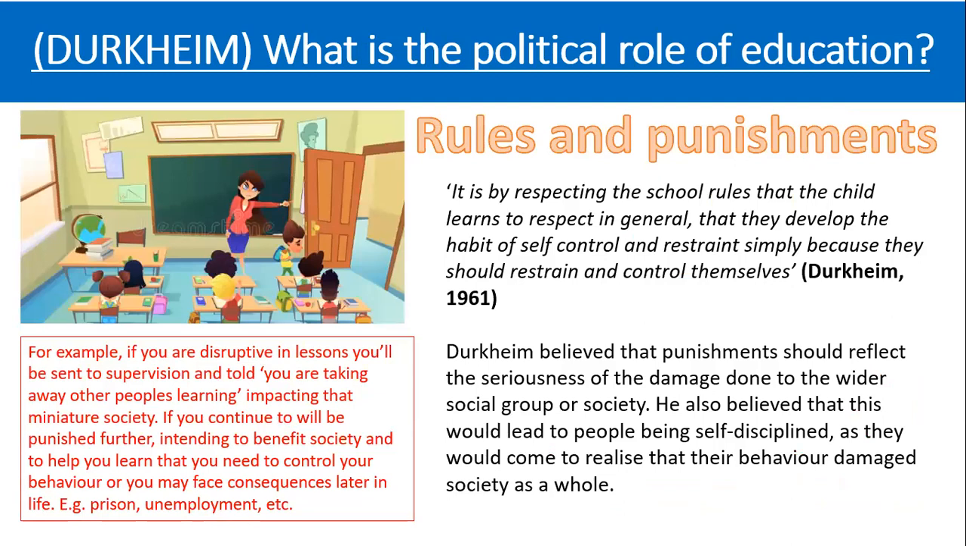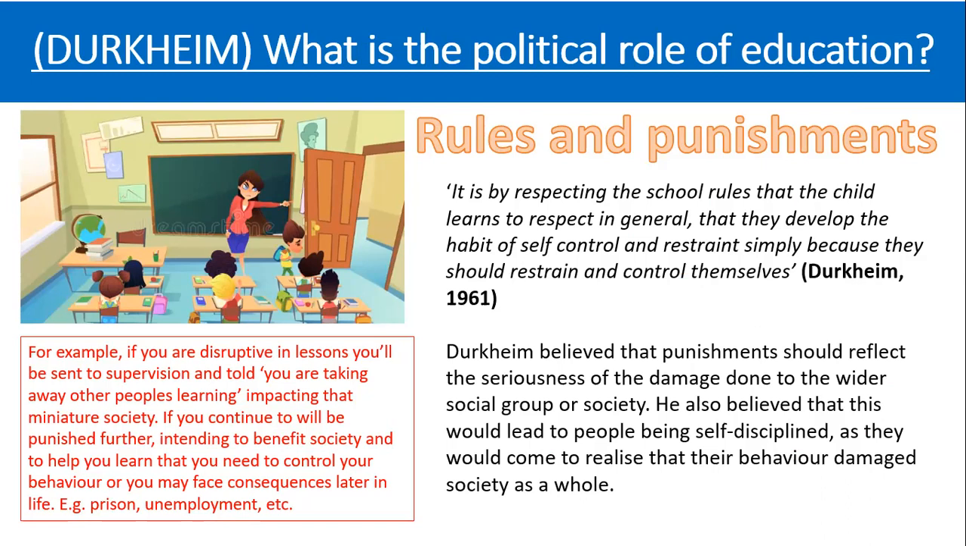So the next one, rules and punishment. So again, another political function. So rules and punishment. It is by respecting the school rules that the child learns to respect in general, that they develop the habit of self-control and restraint simply because they should restrain and control themselves. So Durkheim believed that punishment should reflect the seriousness of the damage done to the wider social group or society. He also believed that this would lead to people being self-disciplined as they would come to realize that their behavior damaged society as a whole.